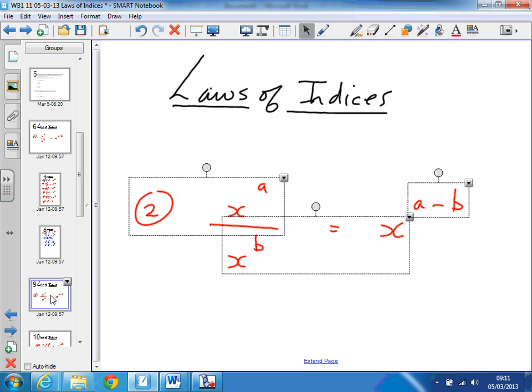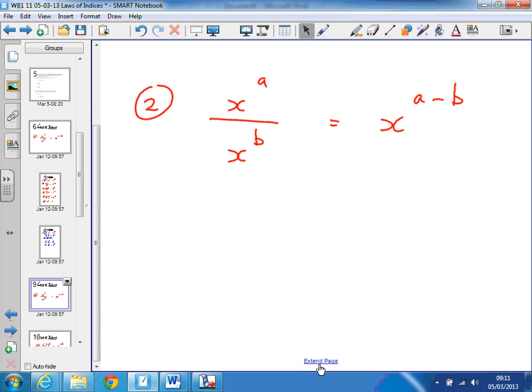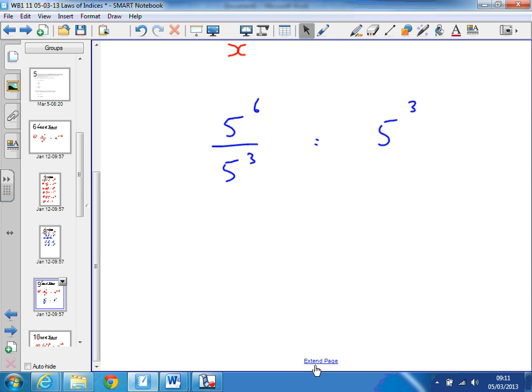What about the second law of indices? x to the a divided by x to the b is equal to x to the a minus b. So in other words, so long as the base is the same again, these all work for the same base. So 5 to the power 6 divided by 5 to the power 3 will be 5 to the power 3. 6 minus 3 is 3. Subtract the powers. And again, it's not too difficult to see how that works.